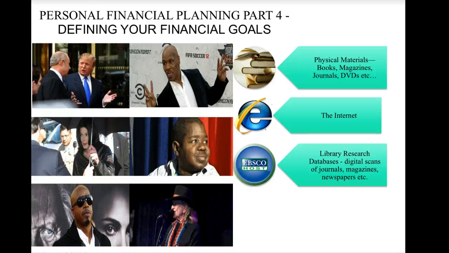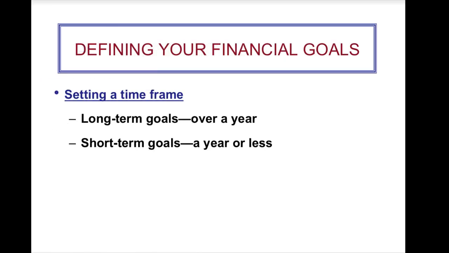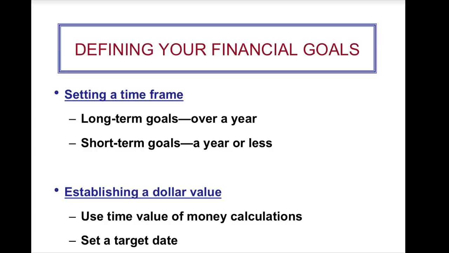And part four of our financial planning process is defining your financial goals. Setting a time frame should occur. You should have long term, short term, and immediate term goals. Long term goals would be like over a year. Short term is kind of less than a year. Immediate is like your monthly budget situation, month by month.